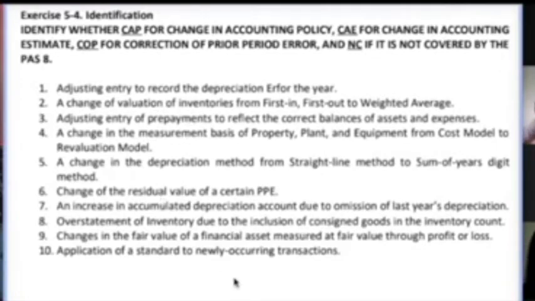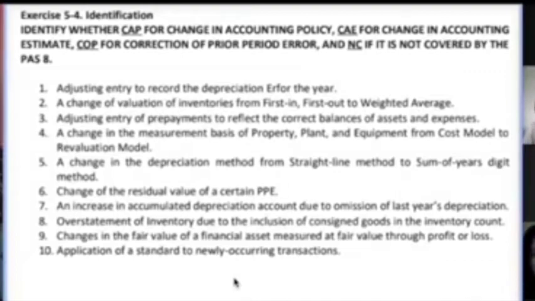So obviously an estimate. Number 7, an increase in accumulated depreciation account due to omission of last year's depreciation. So our answer for number 7 is COP, or correction of prior period error, because based on the statement, the word here, omission, is a clear prior period error of last year's depreciation. Okay, so that's correct.